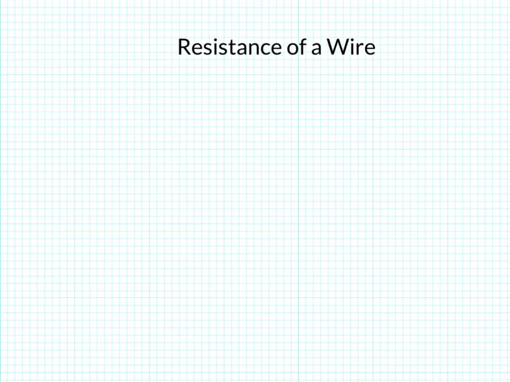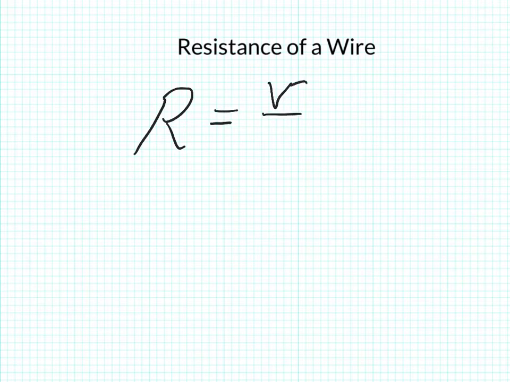Hi everybody, once again. In our last video, we learned about the existence of a quantity called resistance, which we defined as the ratio of voltage to current. In other words, the more resistance a circuit or a circuit element has, the less current goes through it. Well, where does resistance come from?